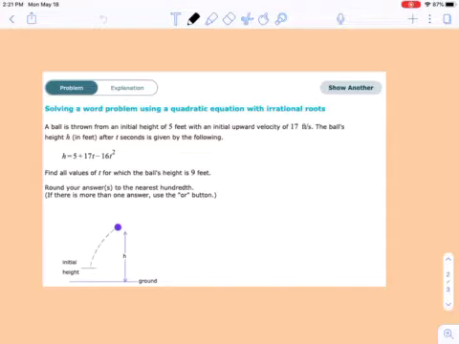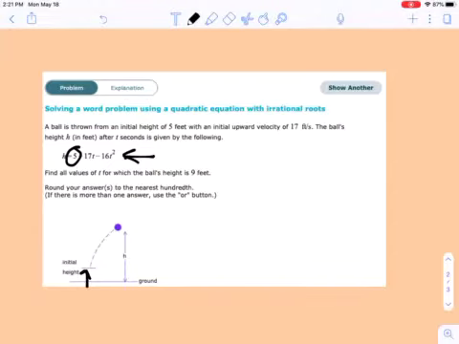A ball is thrown from an initial height of 5 feet with an initial upward velocity of 17 feet per second. That's what you throw it with when you release it. The ball's height, h in feet, after t seconds is given by the following. So this is your equation. And the thing I always like to point out on these is if t is 0, meaning you haven't thrown the ball, the only number that's left is 5. So that means you're throwing the ball from the initial height, which they show right here, 5 feet off the ground already.